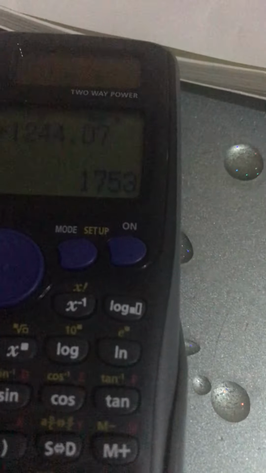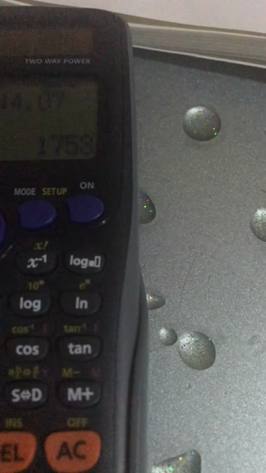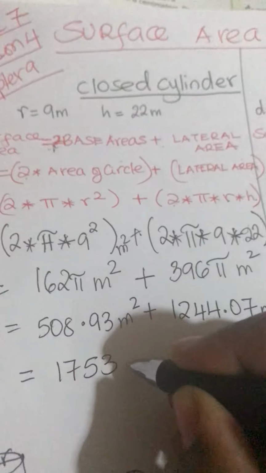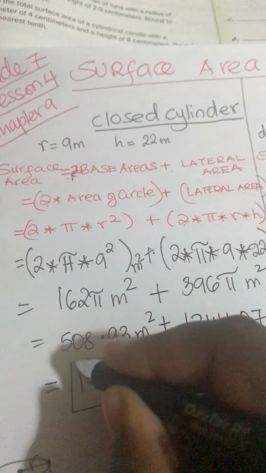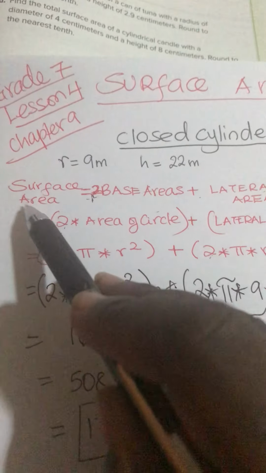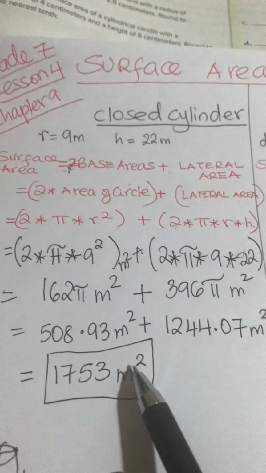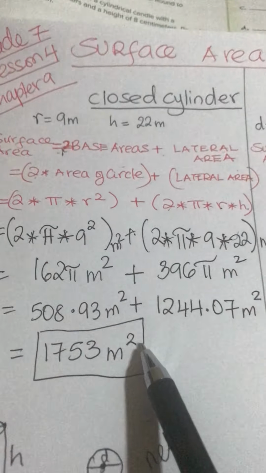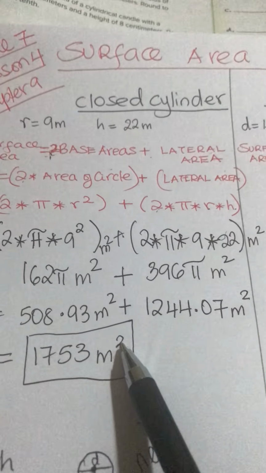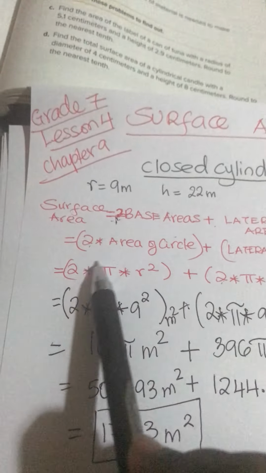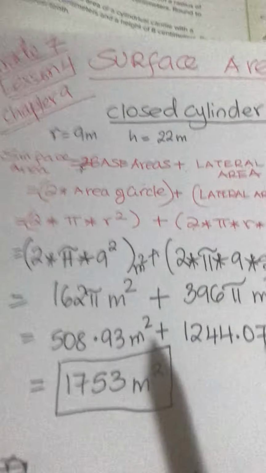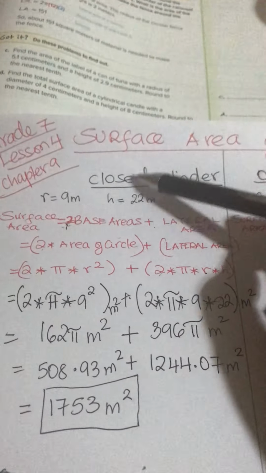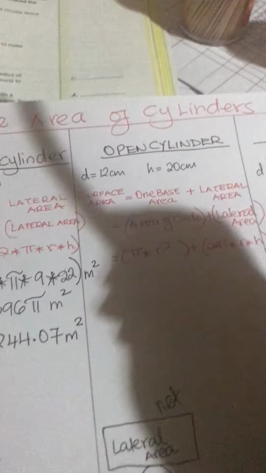And I got 1,753 meters squared. Remember, it is area, surface area. Your exponent must be 2 on your units. Make sure you write the formula. You have to remember all of them. So this is the formula for surface area of a closed cylinder.